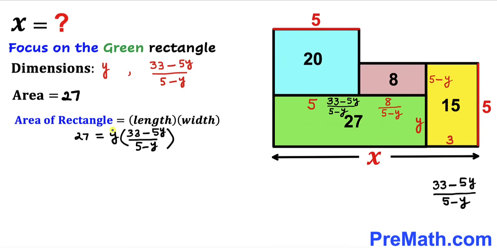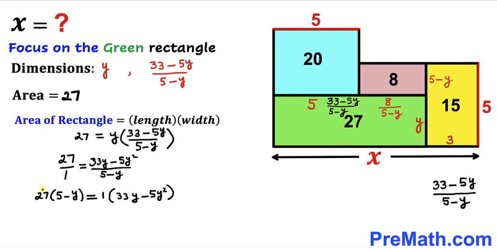And now we are going to distribute this y on the numerator. So therefore I can write on the left hand side 27 as 27 divided by 1 equals (33y minus 5y square) divided by (5 minus y). Let's cross multiply. And now we are going to distribute across the board, as you can see in this next step.